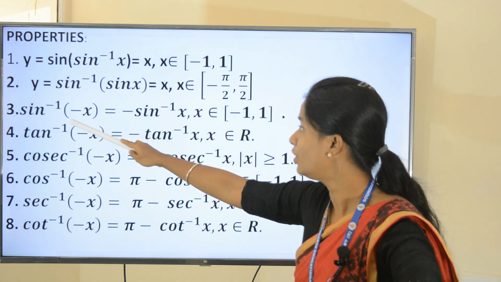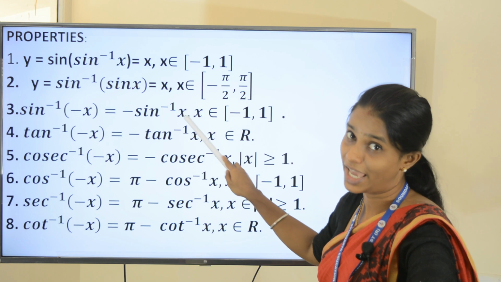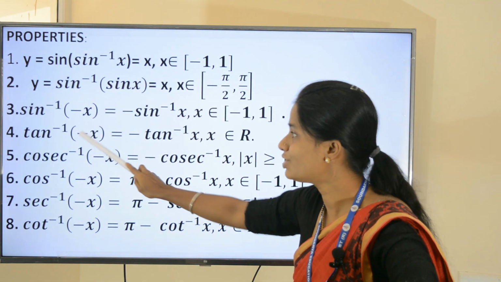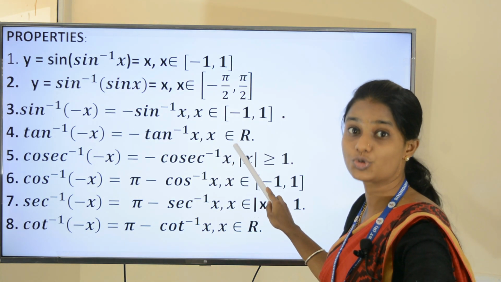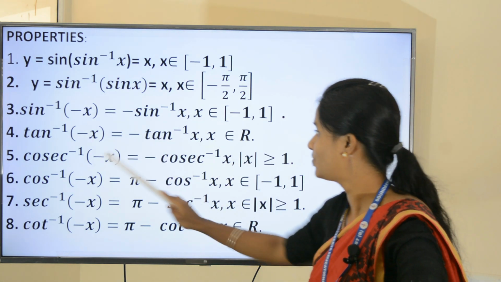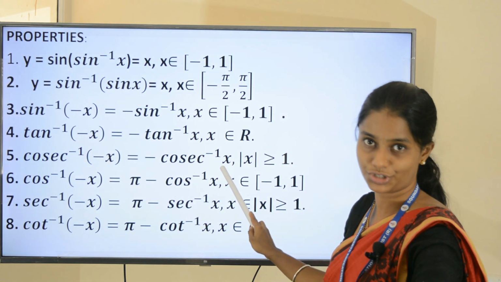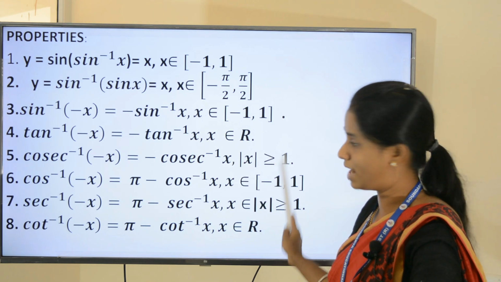See, observe, sine inverse of minus x is equal to minus sine inverse x, x belongs to the closed interval minus 1 comma 1. Tan inverse of minus x is equal to minus tan inverse x, x belongs to the set of all real numbers. Cosecant inverse of minus x is equal to minus cosecant inverse x, mod x greater than or equal to 1.